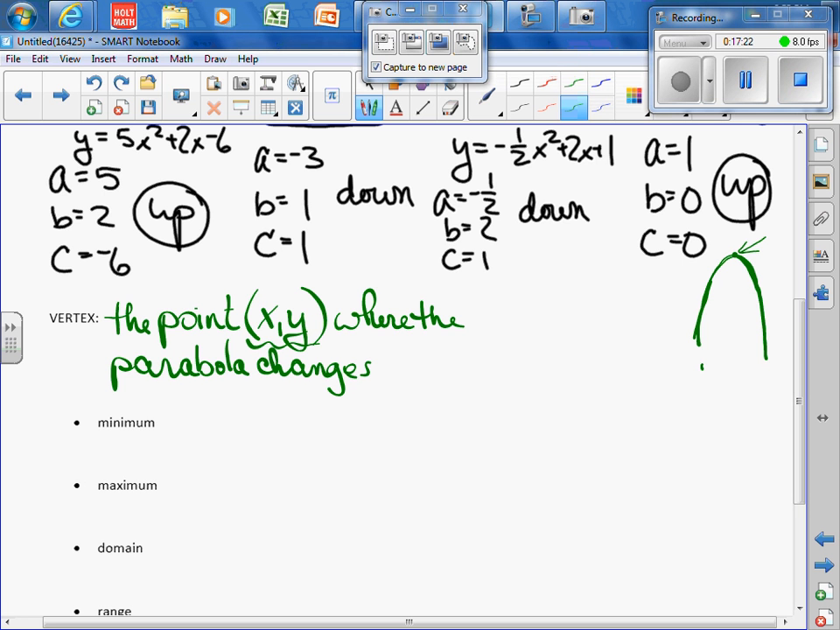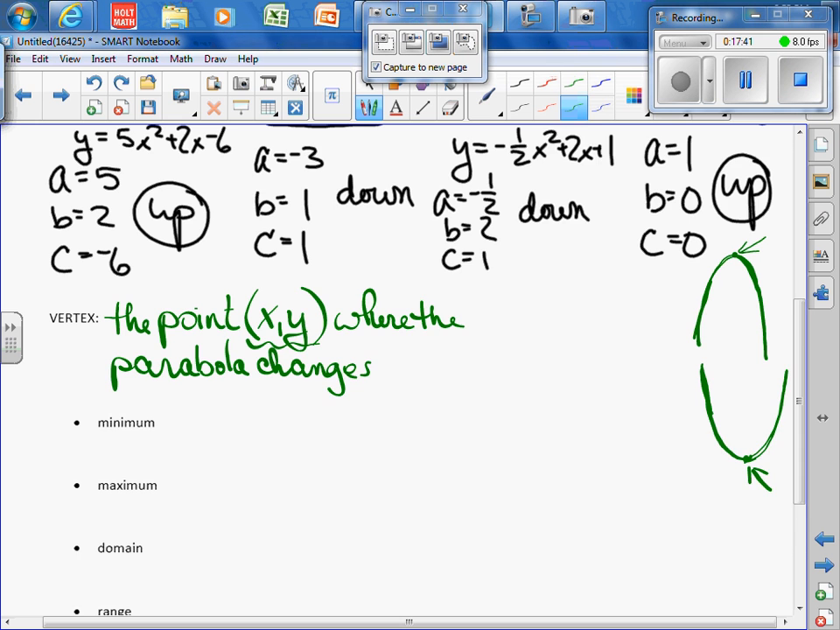If you're hanging a rope, letting it droop between your hands, it's coming down, down, down, and then there is a specific point when it stops going down and starts coming up on the upside. And again, that point is called the vertex.